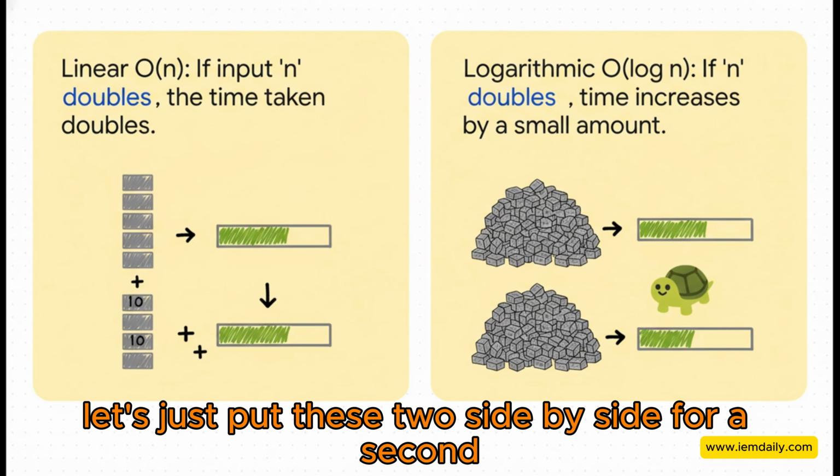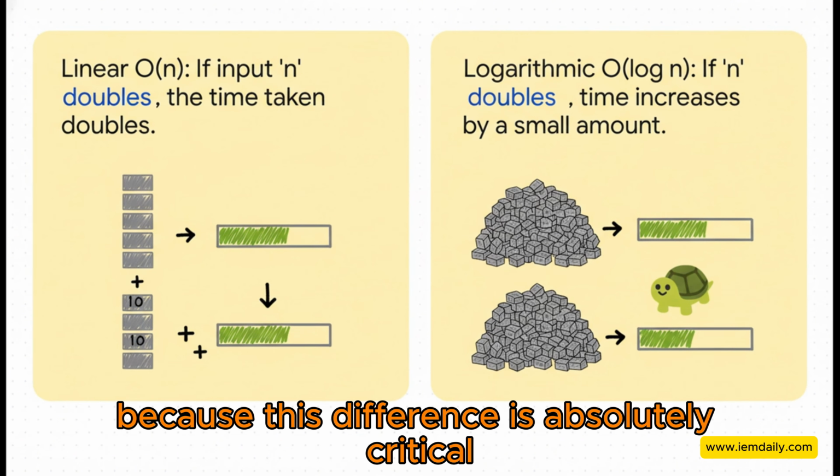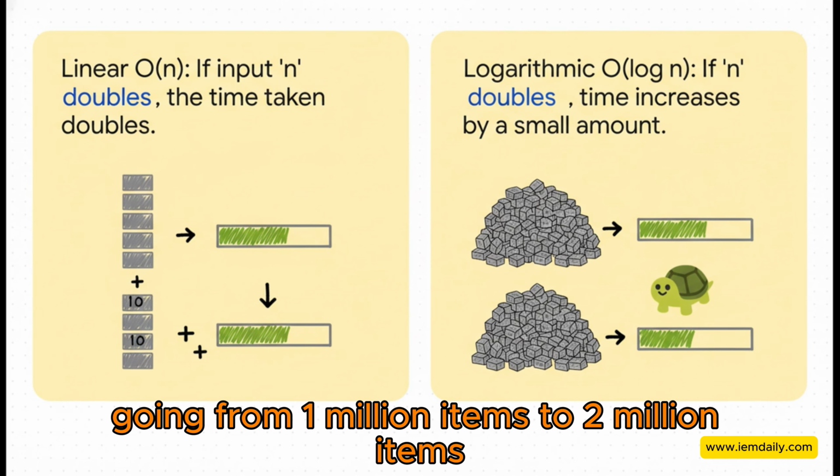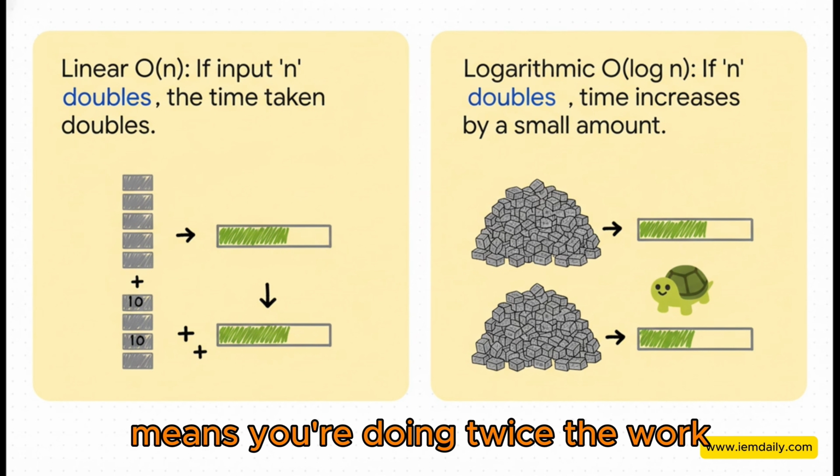Let's just put these two side by side for a second, because this difference is absolutely critical. For a linear algorithm, going from 1 million items to 2 million items means you're doing twice the work.